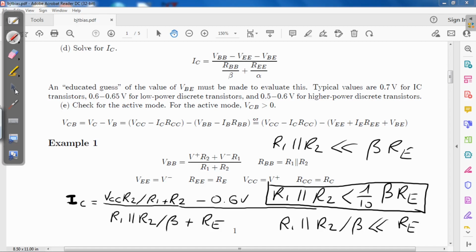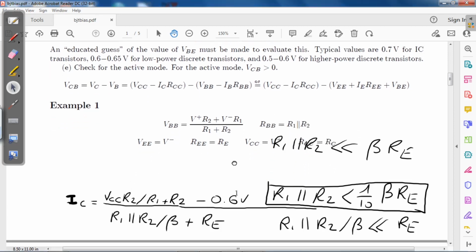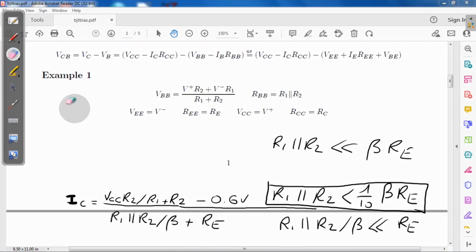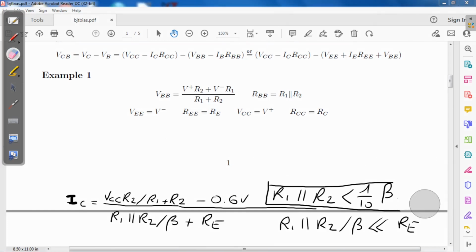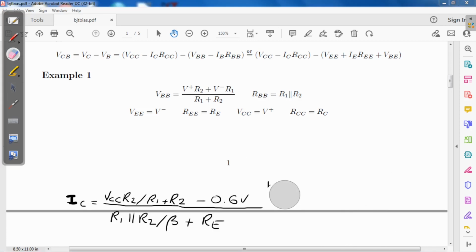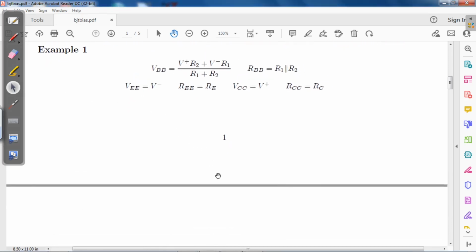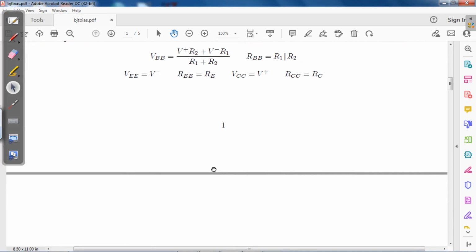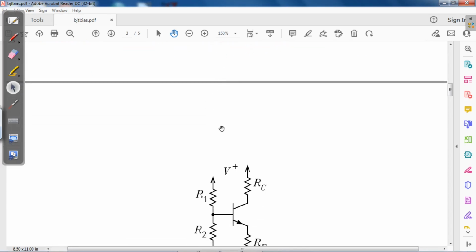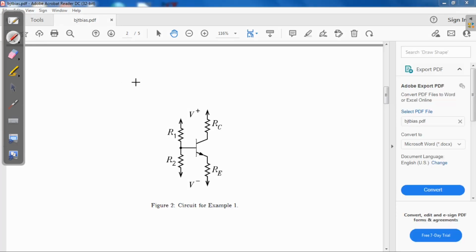Okay, now you may ask, how do you get the VBB and the RBB. So let's look into that. Okay, so let's move on to that. So we want to figure out how to get VBB and RBB, which is the Thevenin voltage and the Thevenin resistance in this circuit. Okay, so let's figure out how to compute VBB.